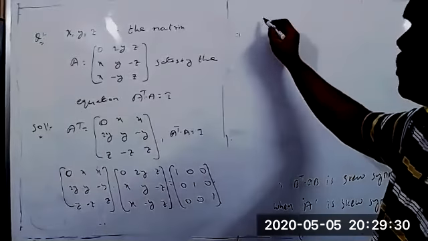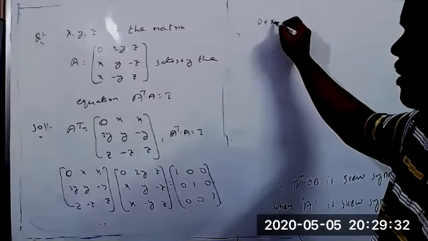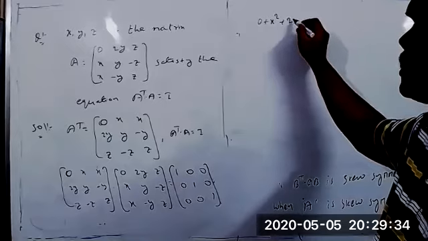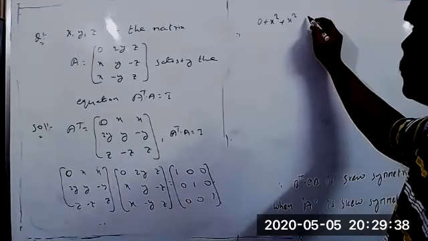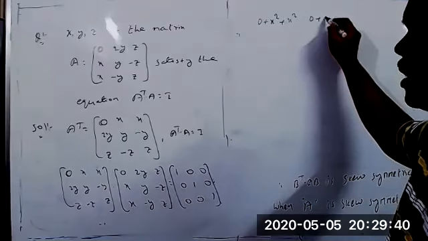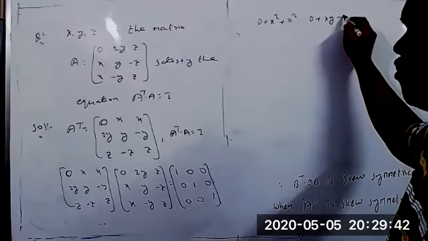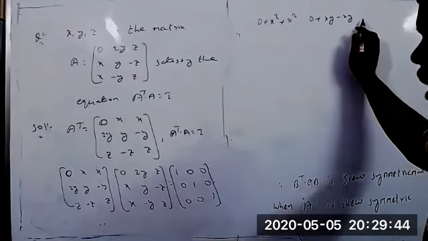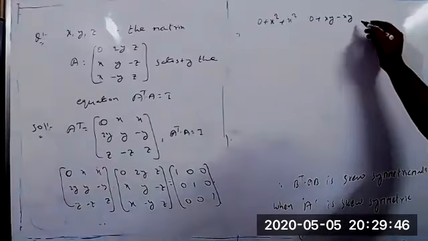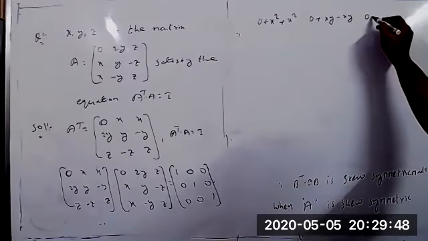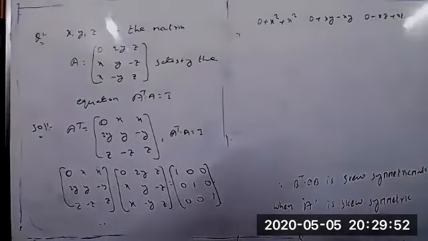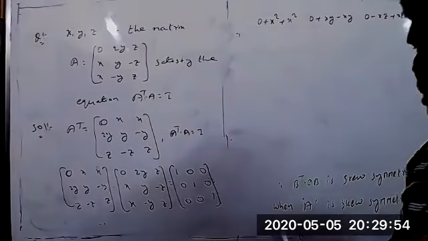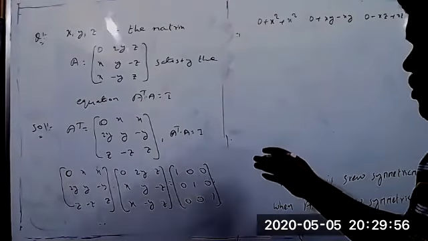Multiply. 0 into 0 is 0, plus x into x is x square, plus x into x is x square. The first row, second column: 0 into 2y equal to 0, plus x into y equal to xy, minus x into y equal to xy. Next, 0 into z equal to 0, minus xz plus xz plus xz. Now coming to the second row and the three columns.